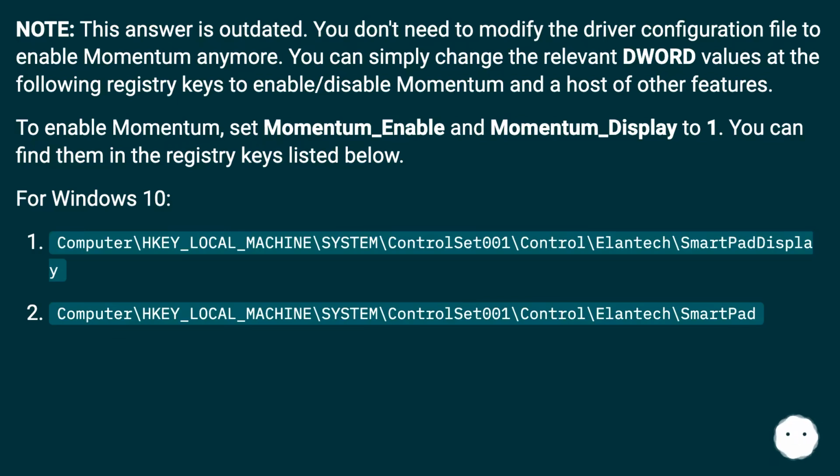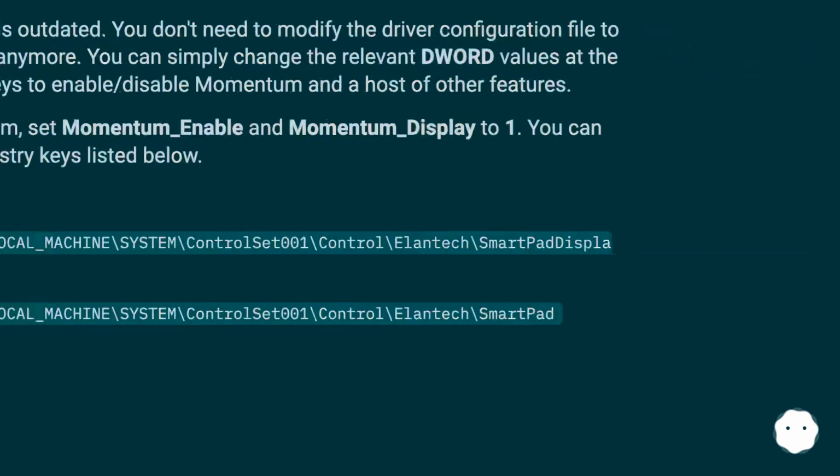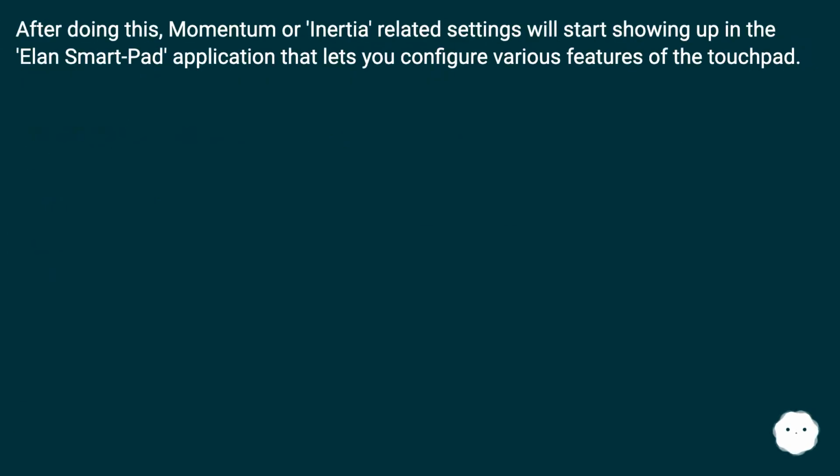For Windows 10, Computer\HKEY_LOCAL_MACHINE\SYSTEM\ControlSet001\Control\Elan Tech\SmartPad\Display, and Computer\HKEY_LOCAL_MACHINE\SYSTEM\ControlSet001\Control\Elan Tech\SmartPad. After doing this, momentum or inertia related settings will start showing up in the Elan SmartPad application that lets you configure various features of the touchpad.